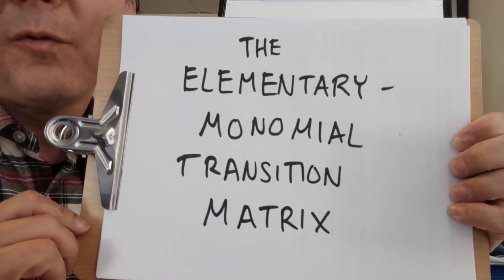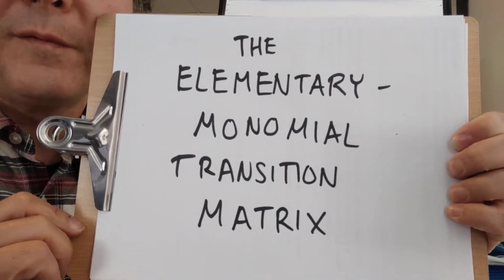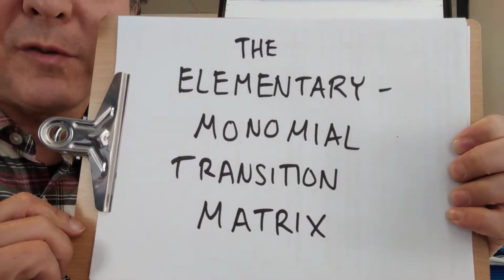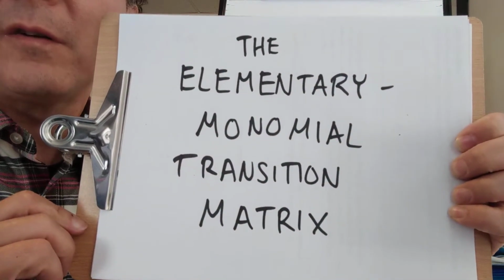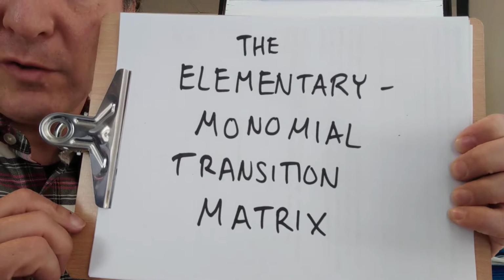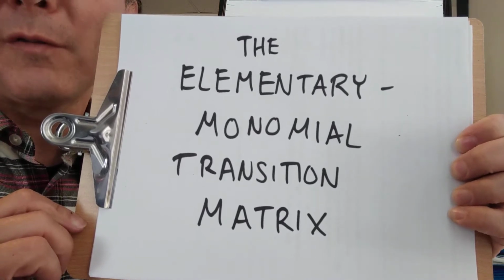We've talked about four different families of symmetric functions. Now let's start to look at how they're related to each other, starting with the elementary symmetric functions and the monomial symmetric functions.